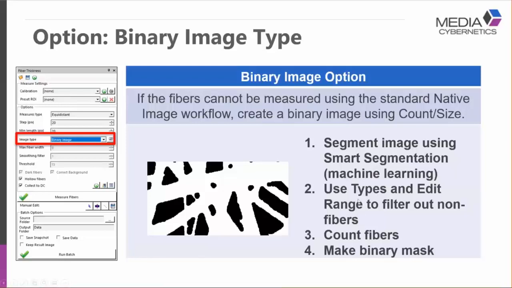Measurement types and edit range to filter out particles or contamination that are not part of the fibers you want to measure. Find those fibers, count them, and make the binary mask. You're really looking to get a nice, clean binary image that'll then be used in the instance of skeletonization to find and determine the fiber lengths or fiber segments that we can then go ahead and measure.